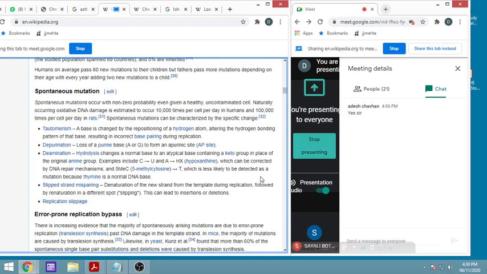The cytosine will behave like uracil, and the adenine will behave like hypoxanthine, and this can be corrected by DNA repair mechanism. But if it is not corrected, and another is 5-methyl cytosine, which will behave like thymine. So these are less likely to be detected as mutation because thymine is a normal DNA base.